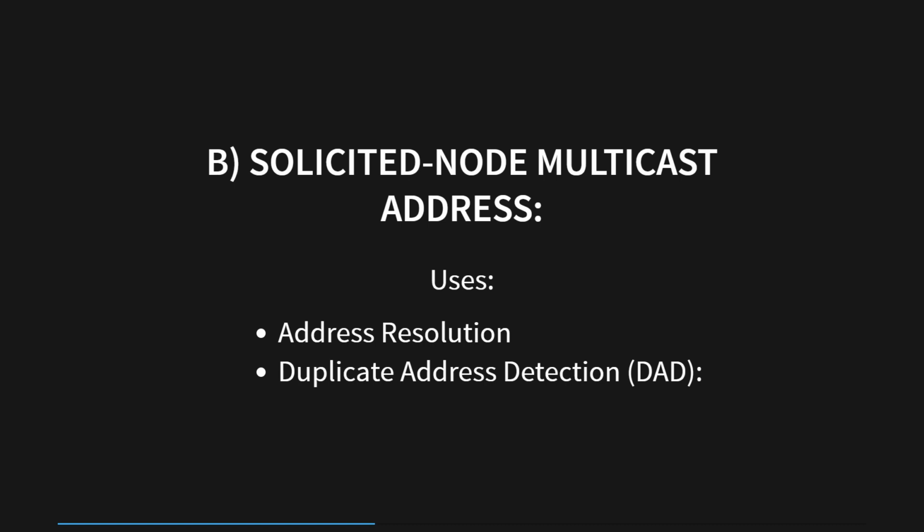In IPv6, each device has a unique unicast address assigned to its interface. In addition to this unicast address, the device also has a corresponding solicited node multicast address. This multicast address is automatically generated by combining the device's unicast address with a specific prefix. The solicited node multicast address serves two important purposes.